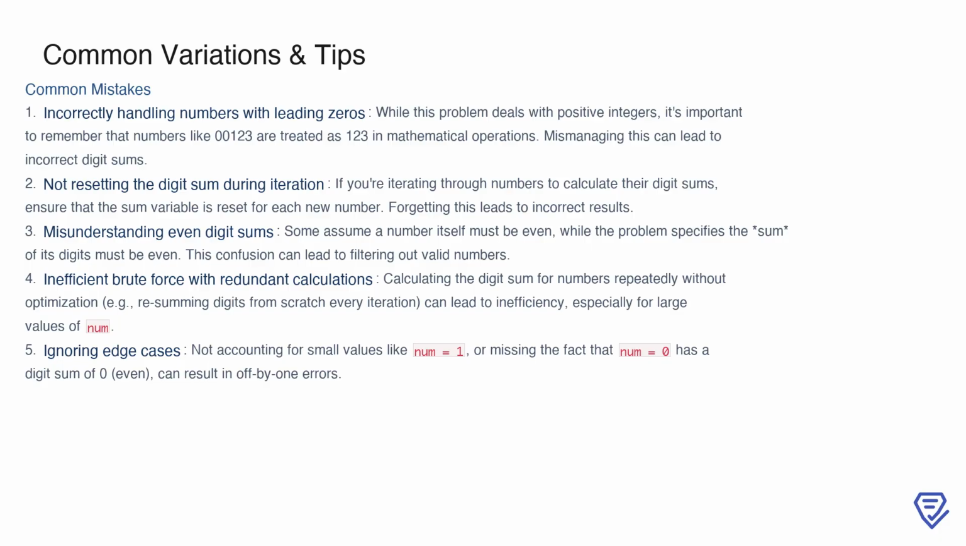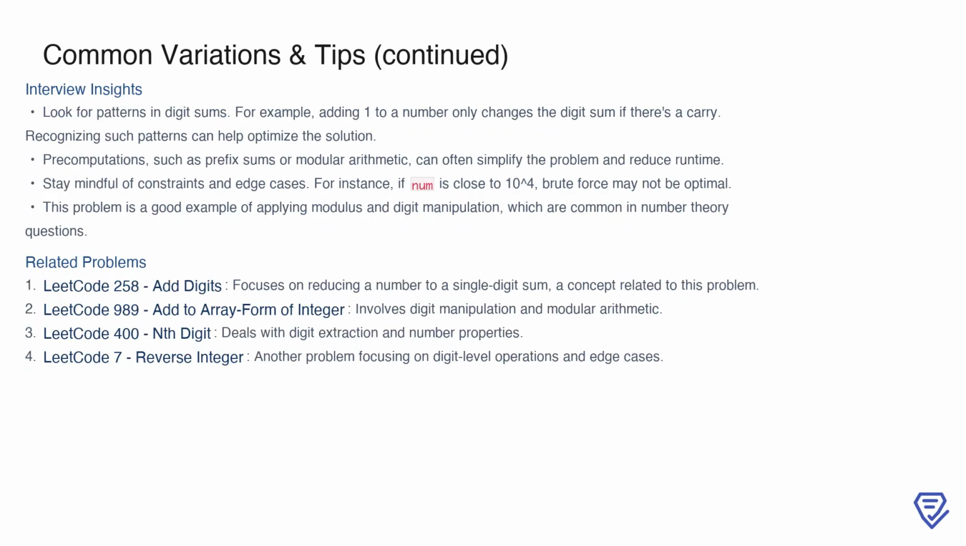Another frequent misunderstanding is assuming the number itself must be even, but the problem is specifically about the sum of its digits being even. This confusion can result in valid numbers being incorrectly filtered out. Inefficiency is another issue. Using a brute force approach and recalculating digit sums from scratch for every number can be slow, especially for larger values of number. Finally, edge cases like number equals 1 or number equals 0 require careful handling. For example, number equals 0 has a digit sum of 0, which is even, so overlooking this can cause off-by-one errors in your results.